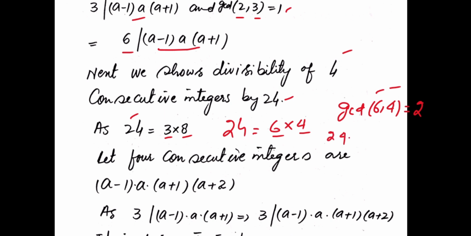Nor can we write 24 as 2 into 12. If we want to use the corollary, you have to split 24 into two factors which are relatively prime. So 24 can be written as 3 into 8. Both are relatively prime because their GCD is 1. Next we take four consecutive integers: a minus 1, a, a plus 1, a plus 2. So firstly I show that this product is divisible by 3 here.